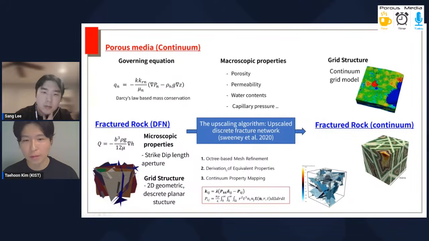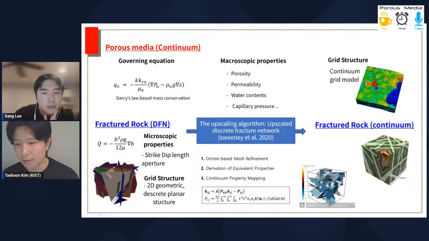And second, derivation of equivalent properties. So we take these fracture structure informations like strike, dip, or aperture size and mathematically convert this into the effective permeability tensor, which is right here. And then the third, continuum property mapping. We assign this permeability tensor and equivalent porosity back onto the refined mesh, which was made in these steps. So the process is like in this video.